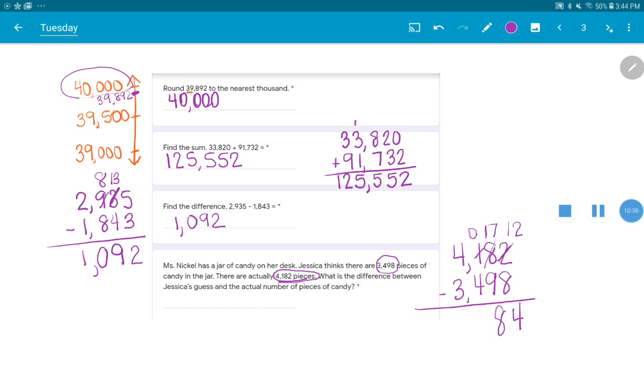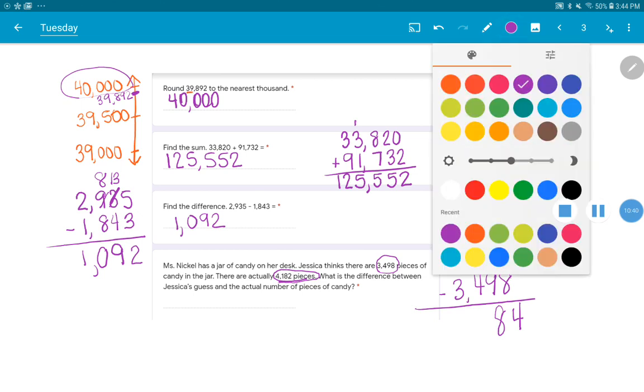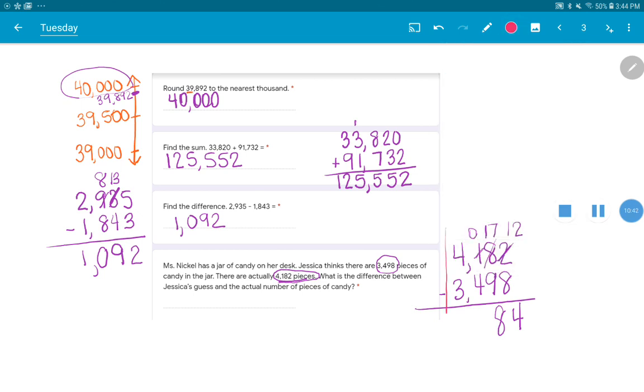I can't do 0 minus 4, but if I look at this and use some number sense, I can see what I have left is 40 minus 34. And I know the difference in 40 and 34 is 6. So my answer is 684 pieces of candy.